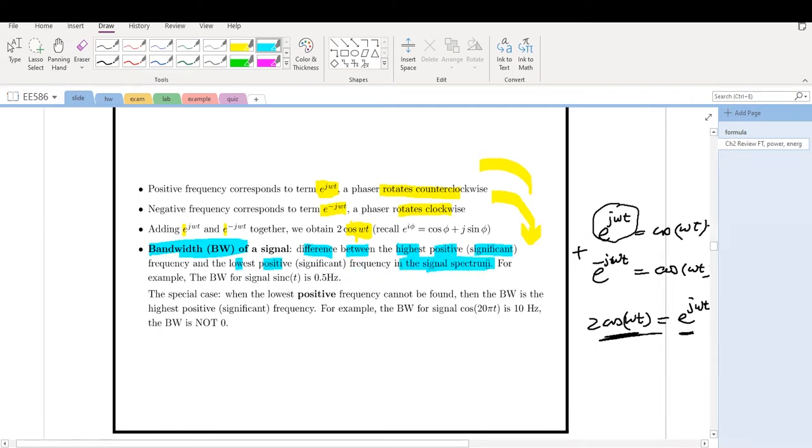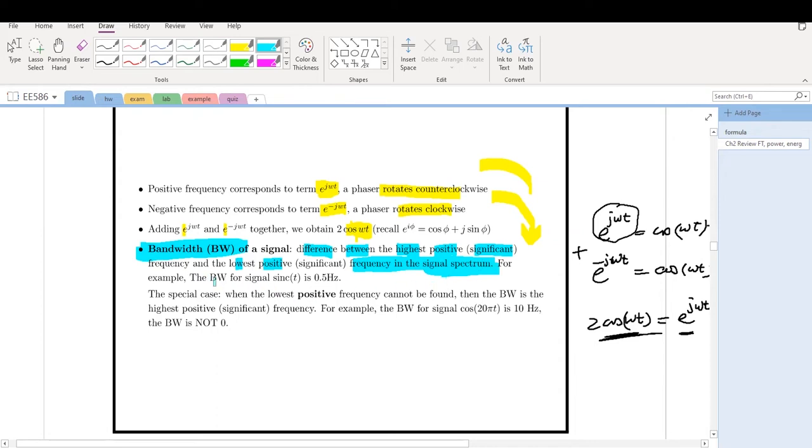So notice the definition is in the spectrum, which means that we're talking about the frequency domain. So to deal with the bandwidth of signals, we need to know the spectrum. In other words, we need to know the Fourier transform of the signal.